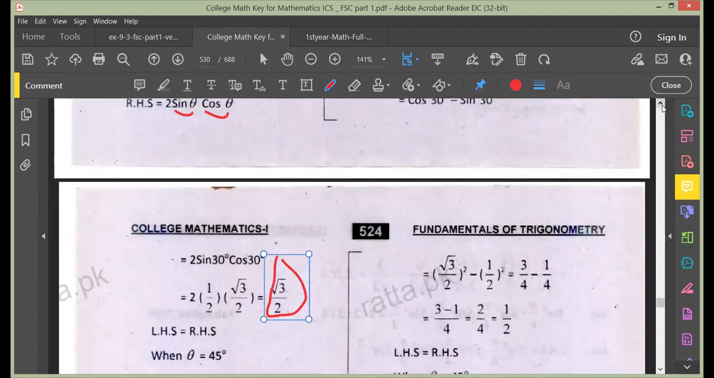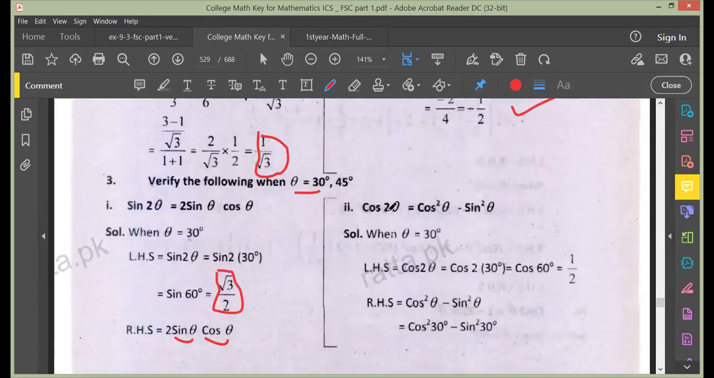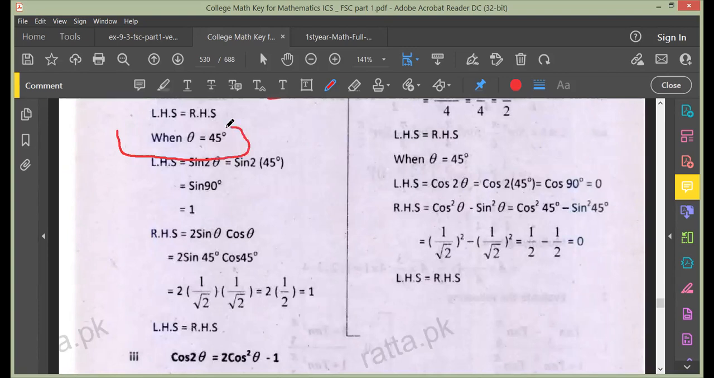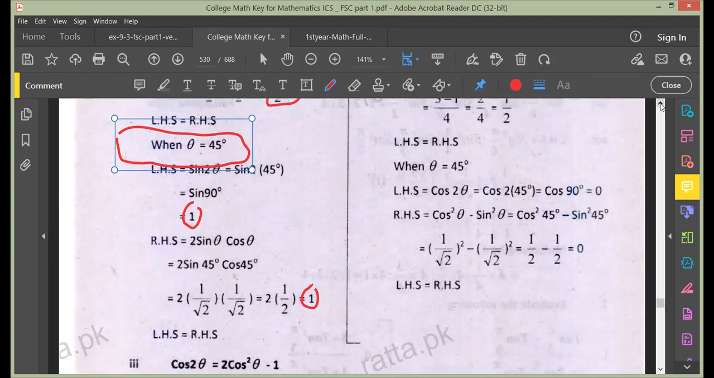Similarly, the second part of this question is cos 2 theta is equal to cos square theta minus sine square theta. So similarly we are using angle theta is equal to 30. Then in the second part we will use angle equal to 45. Here will be the solution at 45. This is the solution of the same expression at angle theta is equal to 45. Sine 2 theta will be equal to sine of 2 multiplied by 45, which is 90. Sine 90 is equal to 1. Similarly, after putting into the right side, our answer will be equal to 1. So this was the first part of question number 3.